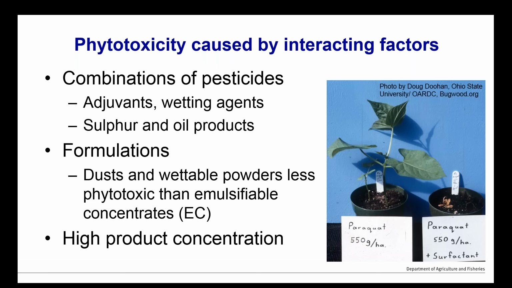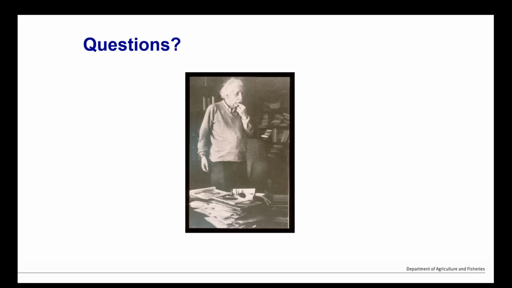And then high product concentration. I think most people that are regularly using pesticides are aware that with a high product concentration, if you double or triple or miscalculate and add an extra zero on the end of your product when you're adding it into your tank, you're more likely to have a phytotoxic reaction. I think John can say something about that if he would like.